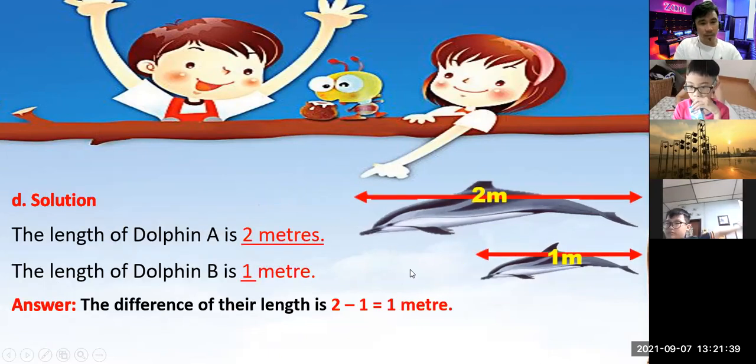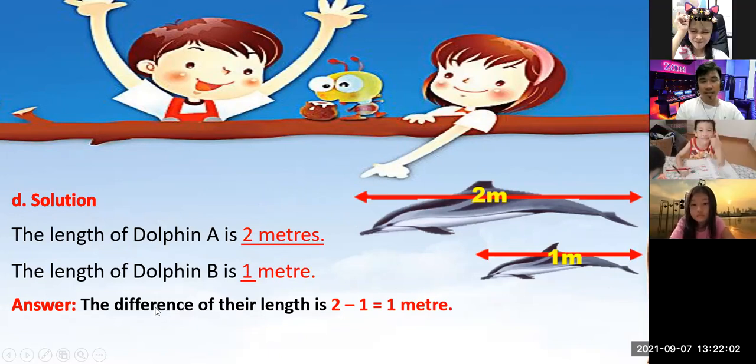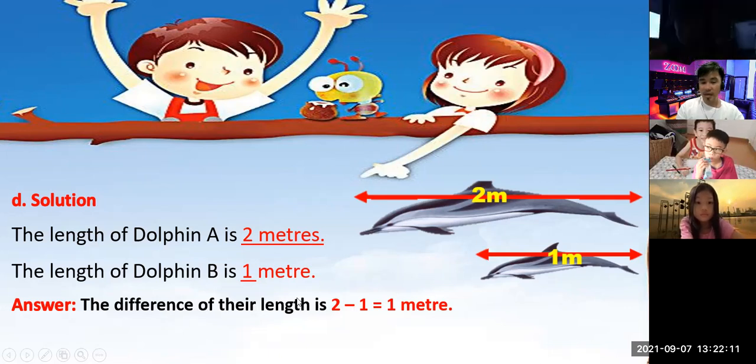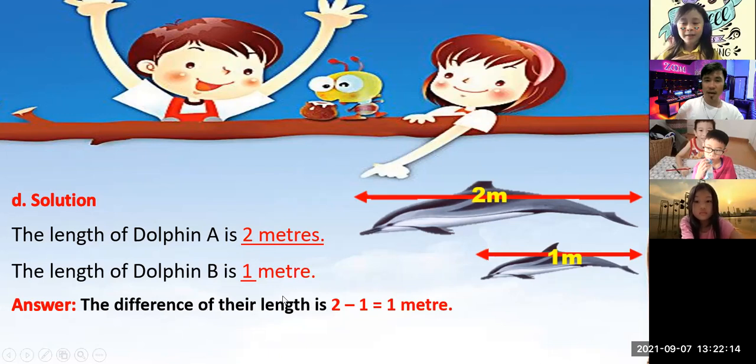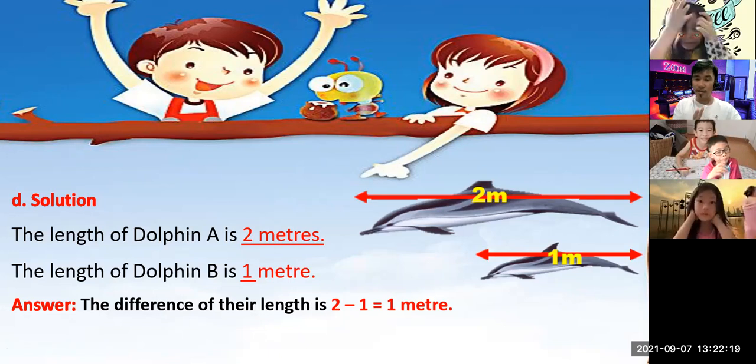Now here, the length of dolphin A is 2 meters. The length of dolphin B is 1 meter. So the difference of their length is 2 minus 1 is equal to 1. When we say difference, we need to use minus. Again, when we say difference, we need to use the minus sign, so that we will get the answer. If we say all together, or total, we need to use plus.